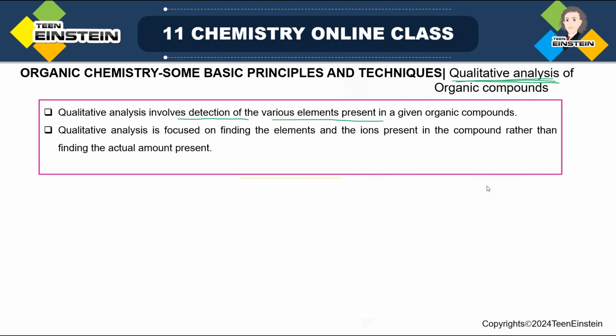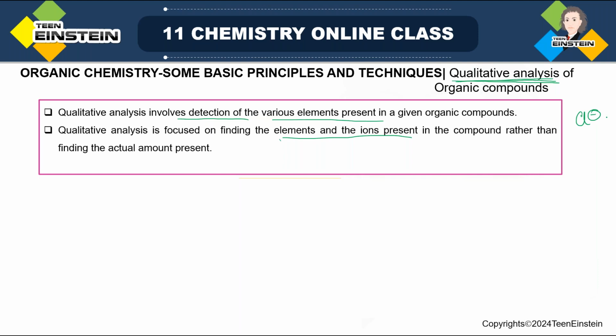So here qualitative analysis involves different element detection, that is whether they are present or not, that is yes or no. Now qualitative analysis is focused on finding the elements and the ions present. So sometimes it's not just an element, it may be the presence of ions also. For example, suppose we are trying to find whether there is any halide ion present, that is whether Cl minus ion is present, that also we can find.